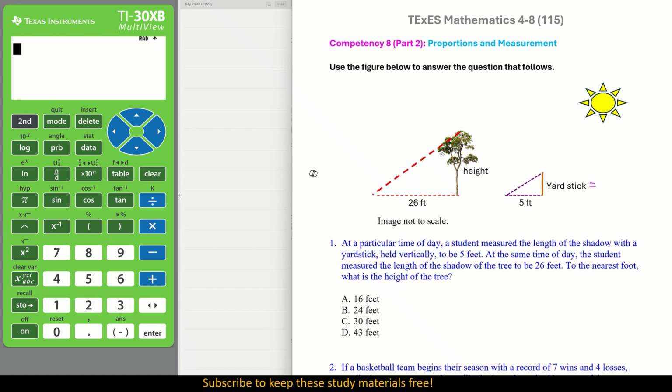Yardsticks are 36 inches long, and that is 3 feet. If you don't know those terms, please go learn them because they will not be provided for you. Now, the height of the tree, that's what we really want to know, and we're going to call that X. So we can set up a pretty quick little proportion. Obviously, you can see they have the sun here, and we know the rays of the sun form those shadows that we're using.